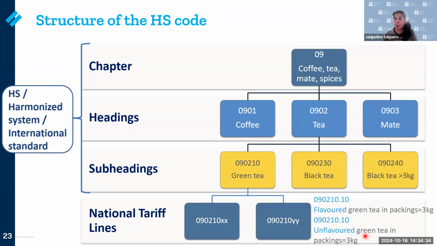So that's why for comparison purposes, we will look into the 6 digits, the subheading. But if we want to dig deeper, then for tariff purposes, we will be looking into the national tariff line, because countries might have further disaggregated your product. For example, if you are interested in organic, they might have a specific code for organic that goes beyond the 6 digits that you had identified before.